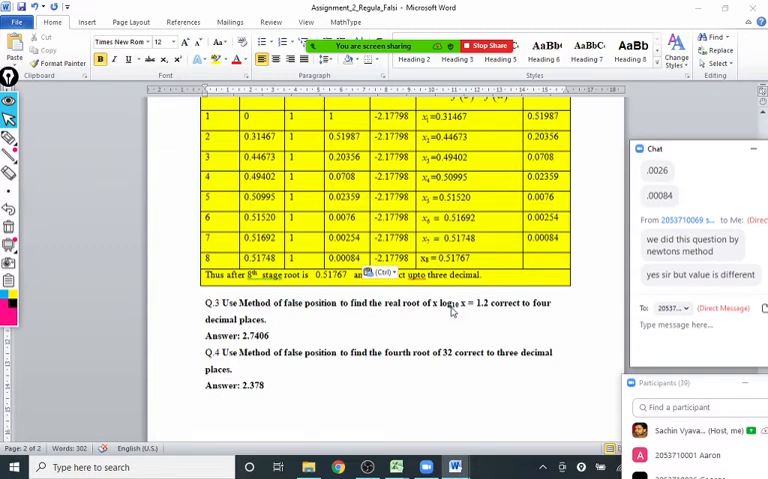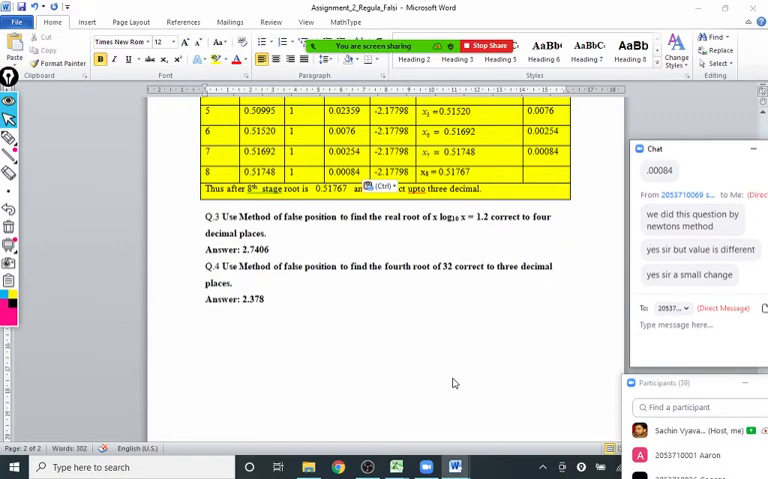Yes, which value is different, Swapnil? This answer is 2.7406. There may be a small change in the last 2 decimals. It may happen only. Which value is different? Yes, a small change is always there because these are approximate roots only. So that can be there. And depending on the method, again, you may get a small error there.